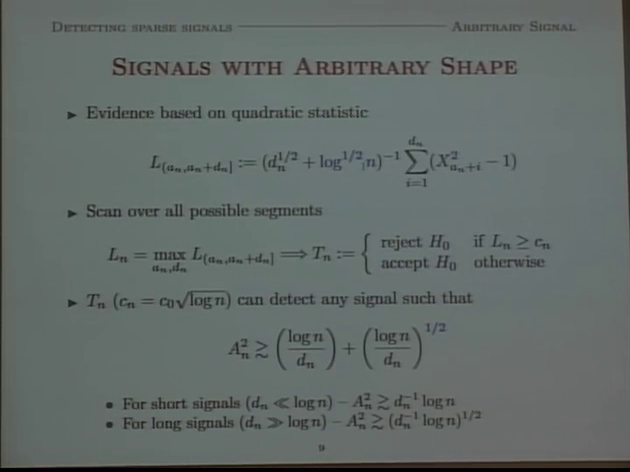I look at all candidate windows. For each window, I calculate this quadratic test statistic. And then I look at the maximum. If the maximum is greater than a critical value, I'm going to say there is a signal, and particularly the signal is located at the maximum point.